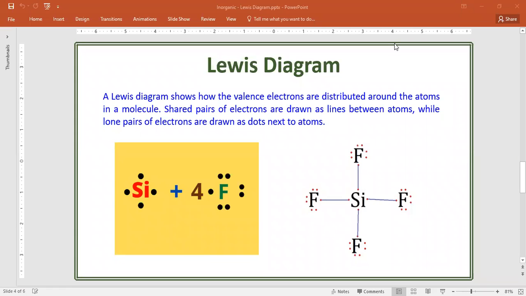Now for simplicity, we will just take single bonds between the silicon and each fluorine. That is this particular diagram. Between silicon and fluorine, the bond is a covalent bond, and this line represents 2 electrons. So this is 2 electrons, this is 2 electrons, this is 2 electrons, and this is 2 electrons.